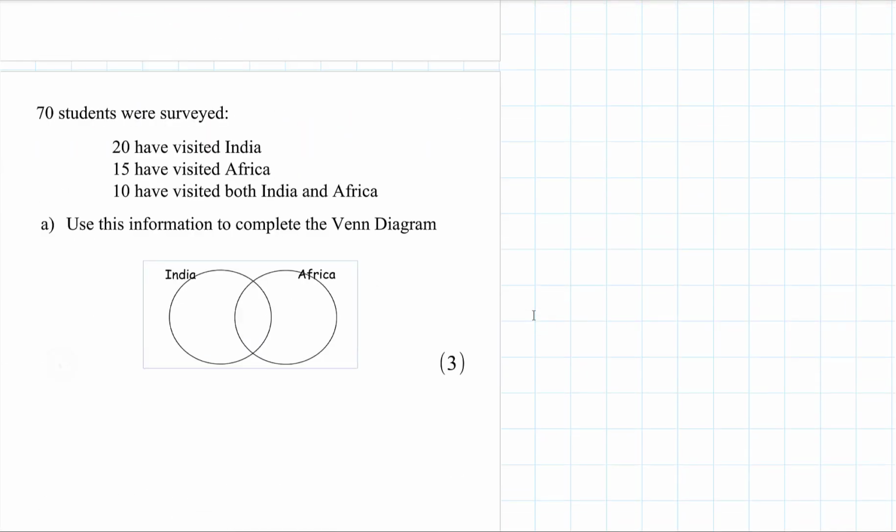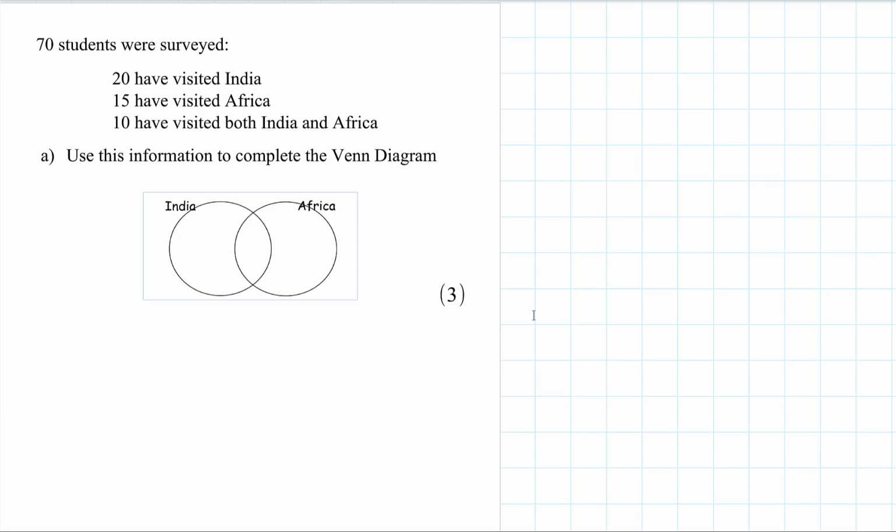Now let's look at the next question. 70 students were surveyed. 20 have visited India, 15 have visited Africa, and 10 have visited both. So straight away we can put the 10 here in the middle, which is the intersection. And from the information, we know the 20 students have visited India in total. So we know 10 plus 10 is 20. And we also know 15 people have visited Africa. So 10 plus 5, so 5 here is 15.